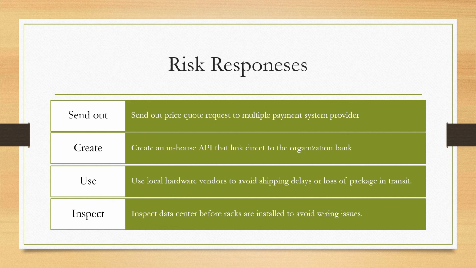Use a local hardware vendor to avoid shipping delay or loss of package. So that falls on the supply chain again. If we use a local vendor, we will have to deal with the supply chain. And then inspect the data center before racks are installed to avoid wiring issues. So with the electrical issue, if we inspect the data center before the installation of our racks, that will ensure that all wirings are running accordingly and there's no issue with it.